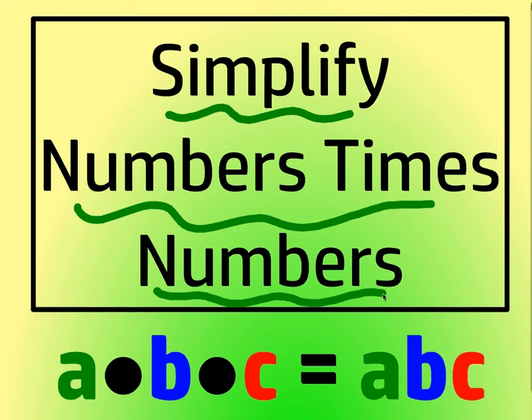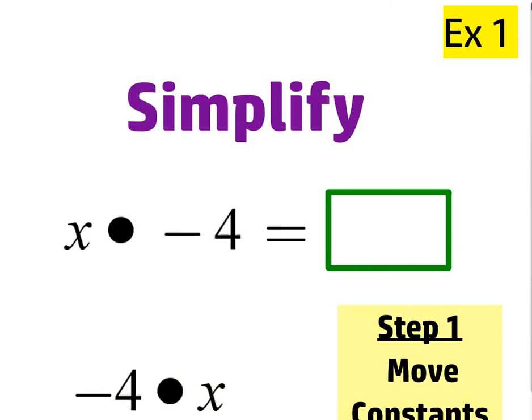Now, we've already looked at a negative times a negative times a positive. We've already looked at constants times variables and things like that. And we're going to put all those concepts together and kind of simplify it. A times b times c equals abc. It's going to get a little bit more complicated than that, but that's basically the gist of today's lesson. So let's go ahead and take a look at the first example.